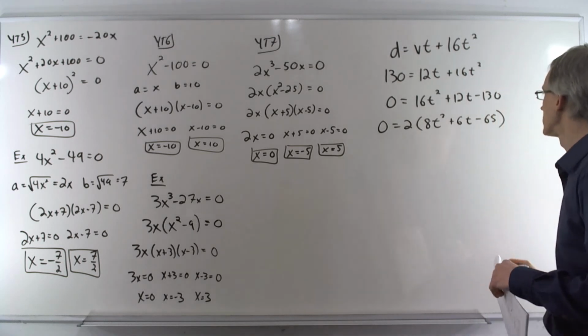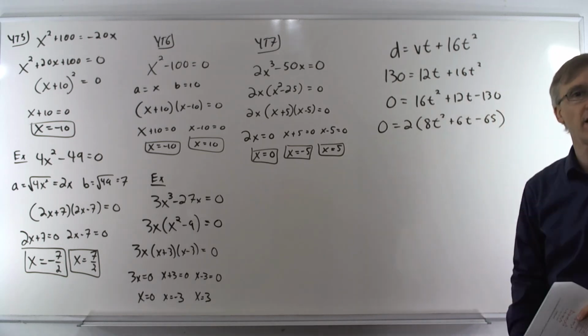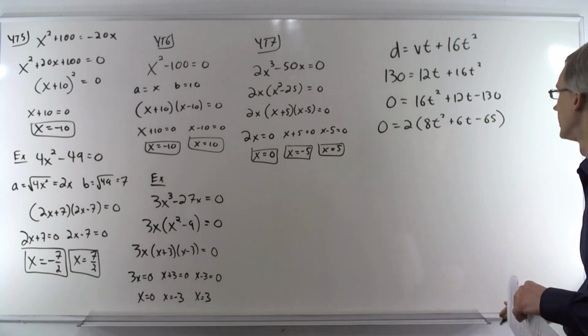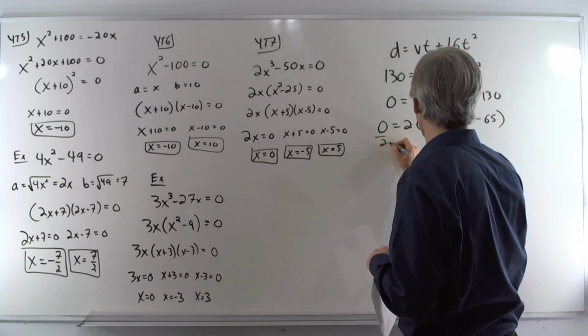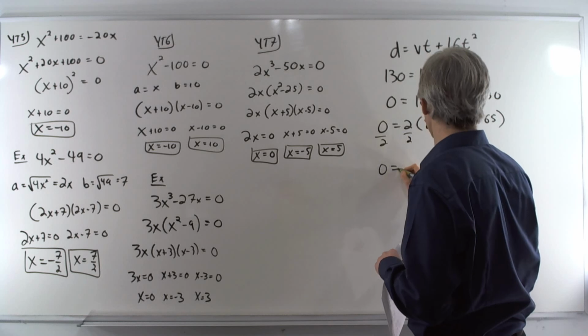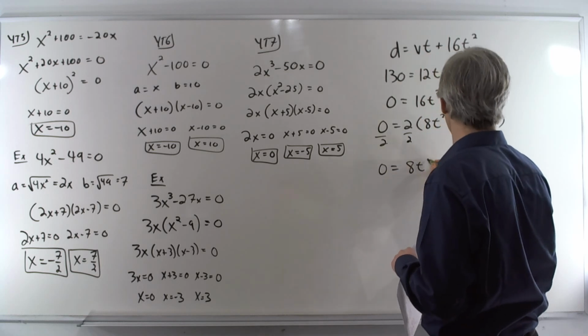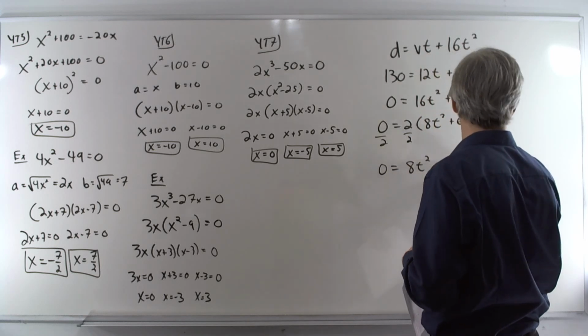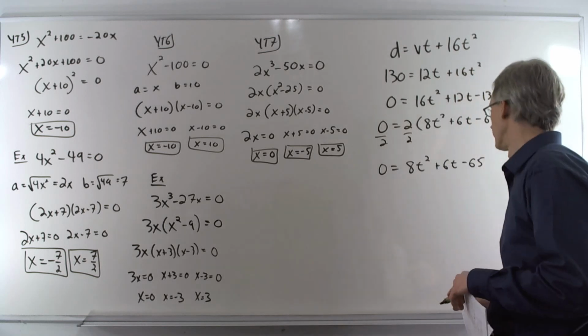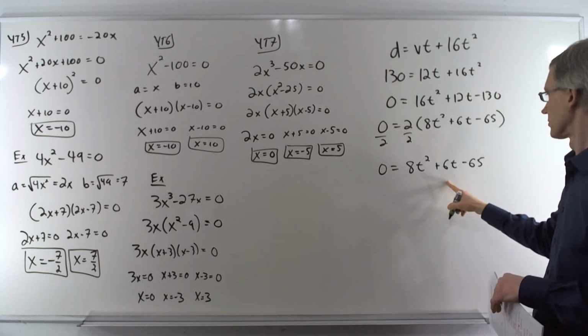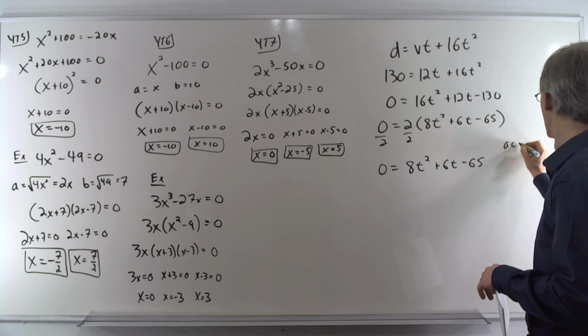And that gives us 8t squared plus 6t minus 65 inside the parentheses. Now we can divide both sides by 2 to get rid of the 2. And 0 just equals what's inside the parentheses. Now we can factor this thing. So we're going to have to use the AC method.